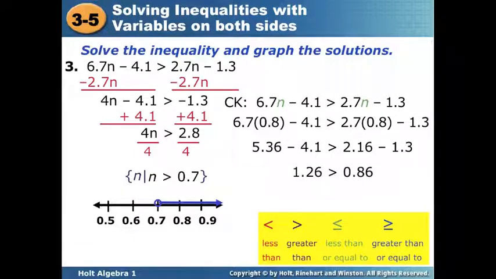So we find that 1.26 is greater than 0.86. So our solution and graph that represents the solution is correct. If ever your check is incorrect, go back and check your graph or your work for solving to see if you can find your mistake.